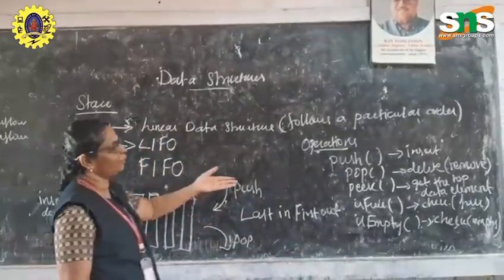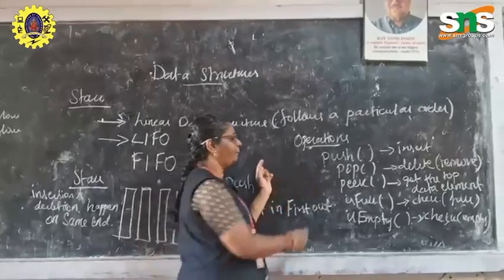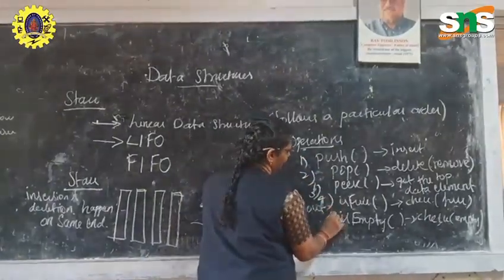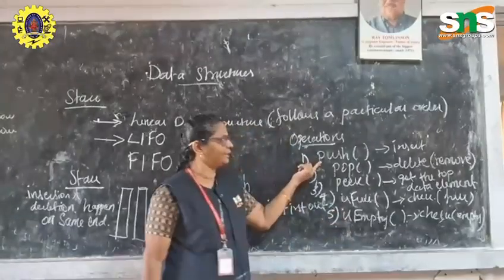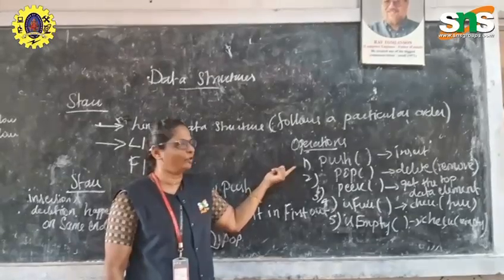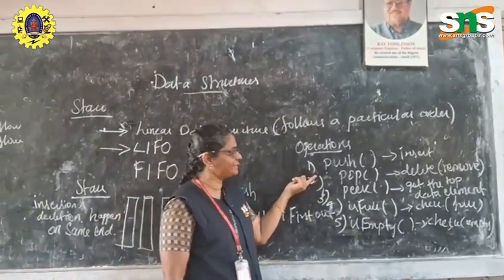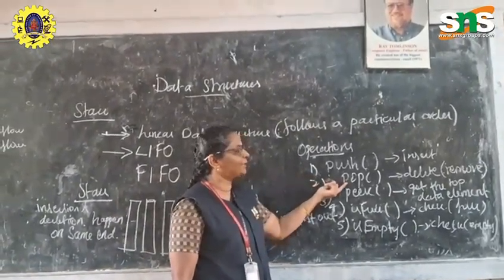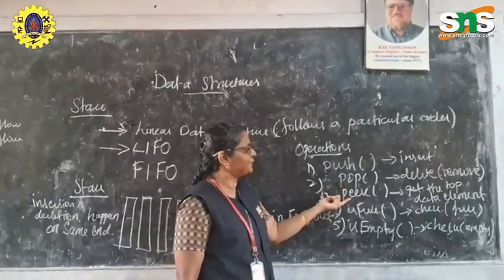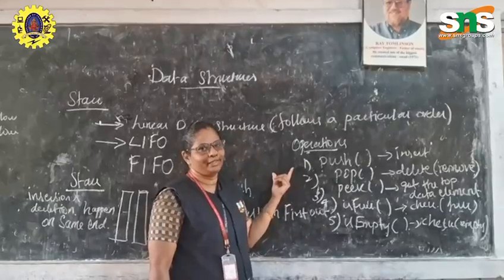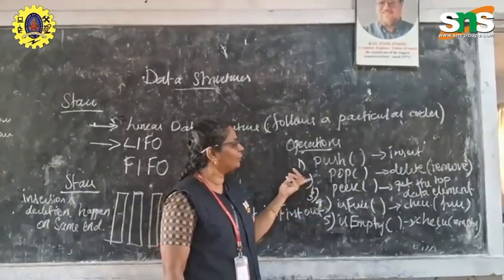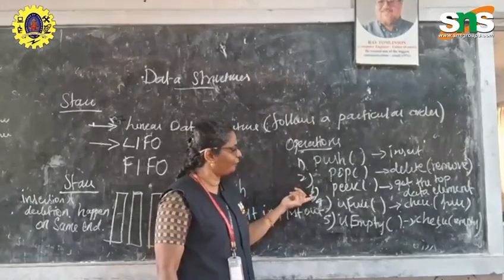It follows operations like push, pop, peek, isFull and isEmpty. Push is nothing but an insert operation. We can insert an element at one end of the stack. Likewise, pop is a remove: we can remove or delete the element. Peek is how we get the top element. We have a pointer called top.